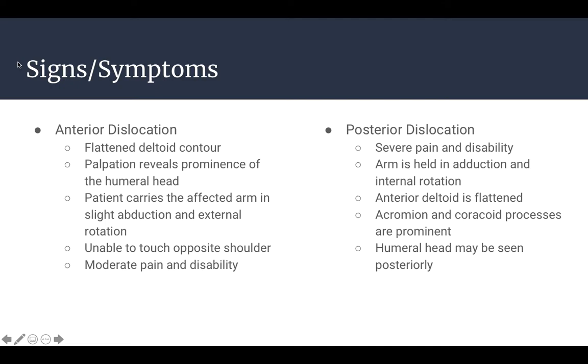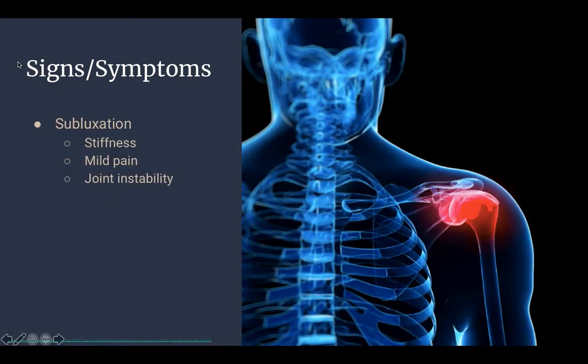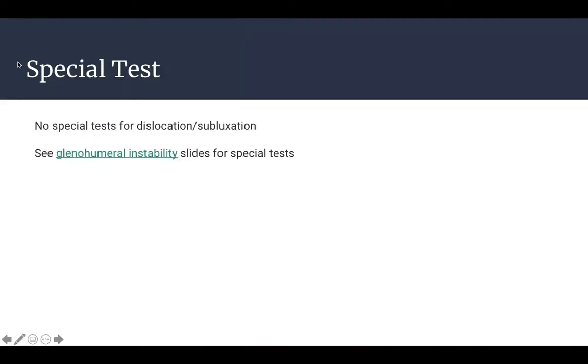The signs and symptoms for posterior dislocation are severe pain and disability. The arm is held in adduction and internal rotation. The anterior deltoid is flattened. The acromion and coracoid processes are prominent, and the humeral head may be seen posteriorly. The signs and symptoms for subluxation are pain and irritation around the joint area, stiffness, mild pain, and joint instability.